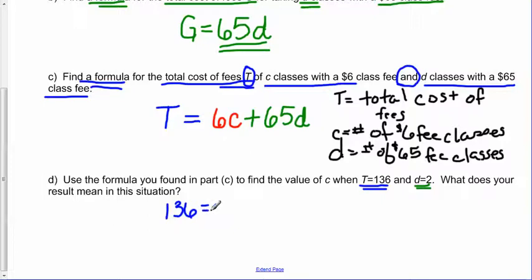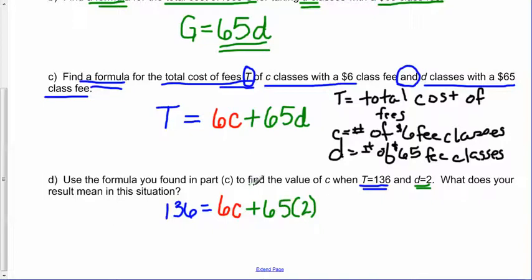So that equals, the next part of the formula would be 6C. And since we don't have any information about C, we're going to go ahead and just leave that, 6C. And then plus 65D. Well, remember they told us that D was going to be 2. So we're going to write that as 65, and instead of D, we're going to put in the value they gave us for D, which was 2.